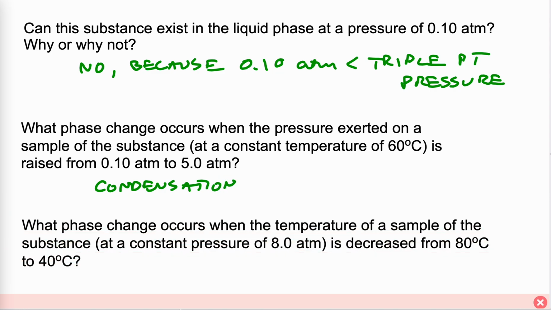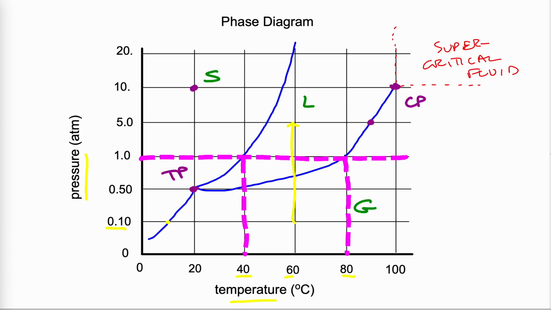What phase change occurs when the temperature of a sample of the substance at a constant pressure of 8 atmospheres is decreased from 80 degrees to 40 degrees? So we'll go to 8 atmospheres and go from 80 degrees Celsius to 40 degrees Celsius. 8 atmospheres is about right here.